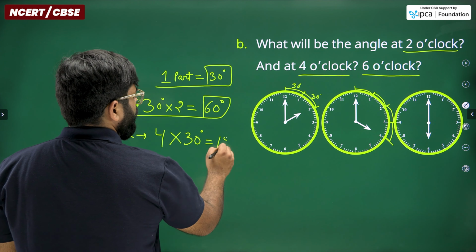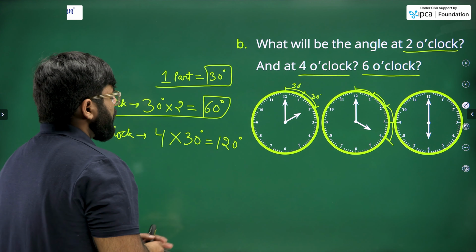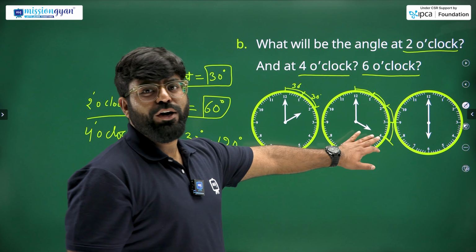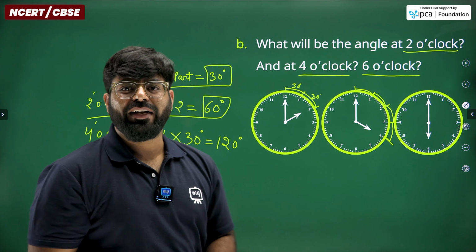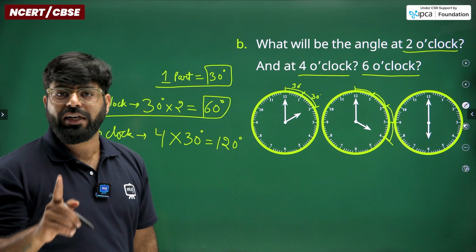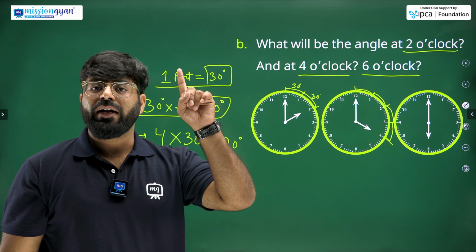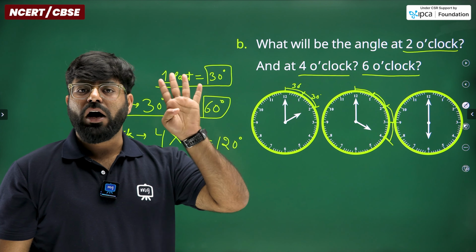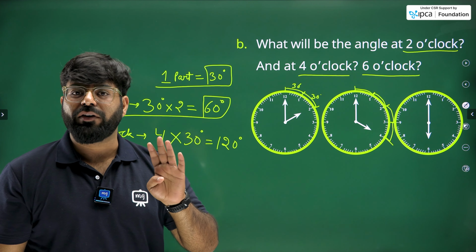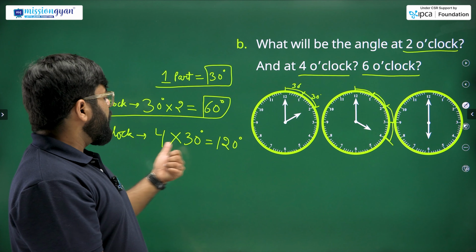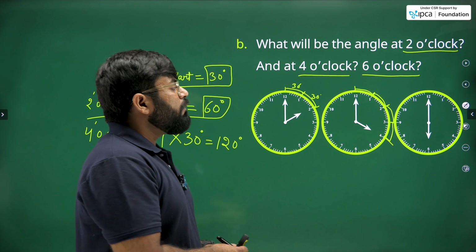So we will get 120 degree. That means at 4 o'clock, what is the degree of angle, sir? It is 120 degree, because one part is of 30 degree and in 4 o'clock it is covering 4 parts from 1, 2, 3 and 4. So how many parts are covered? 4 parts are covered. One part 30, that means it is 120 degree in 4 o'clock.